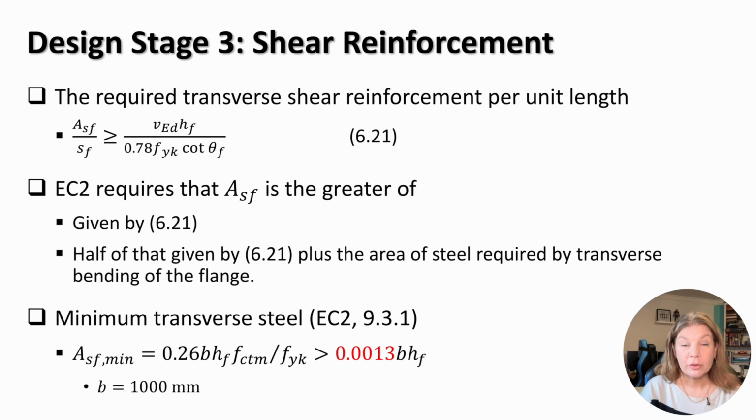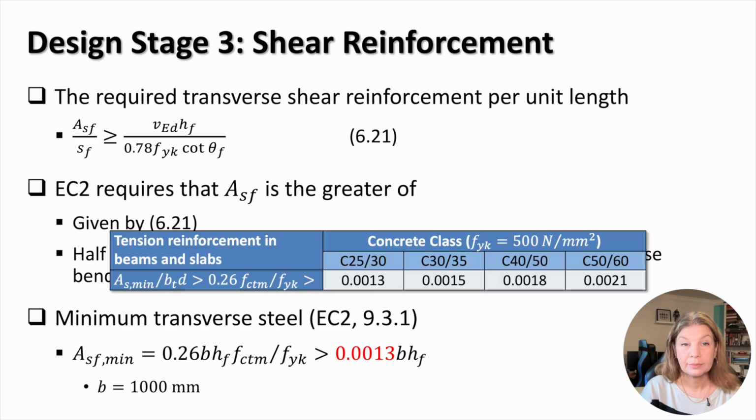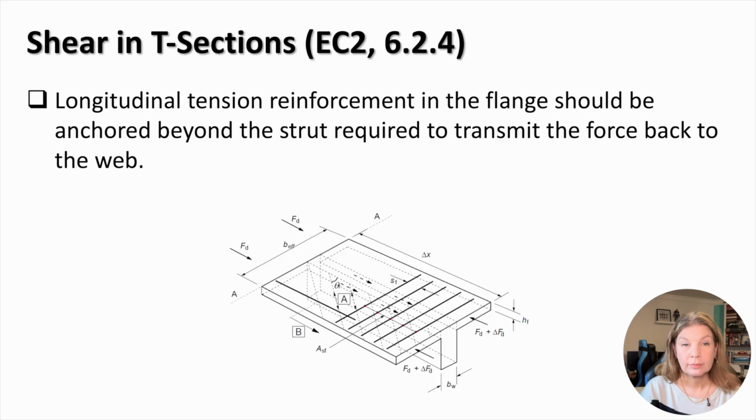The minimum transverse reinforcement is calculated using the following formula. The value of the minimum transverse reinforcement depends on concrete class. For example, for C30/35 concrete, the minimum transverse reinforcement ratio should be larger than 0.0015.